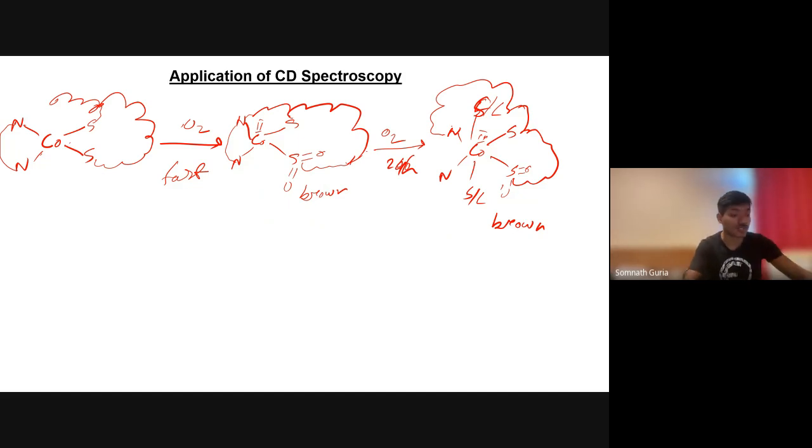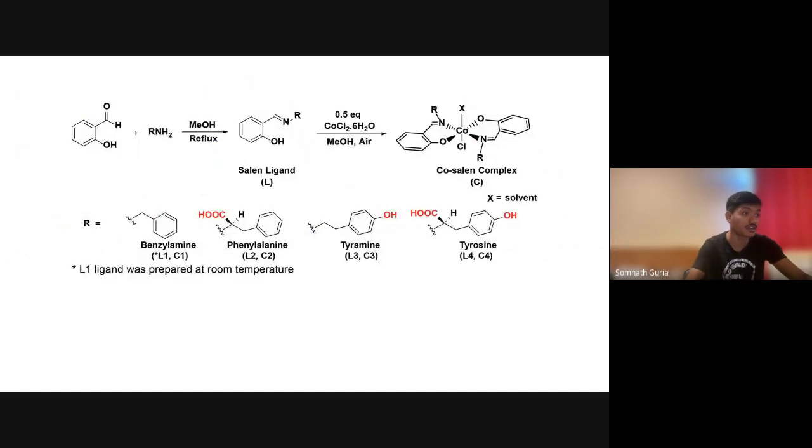Okay, so we have another example, this particular complex. This is the cobalt salen complex. This is the salicylaldehyde, and if you treat this with amine in presence of methanol and reflux it, you will get the salen ligand, and if you treat this salen ligand in presence of argon with cobalt chloride, it forms this cobalt salen complex.